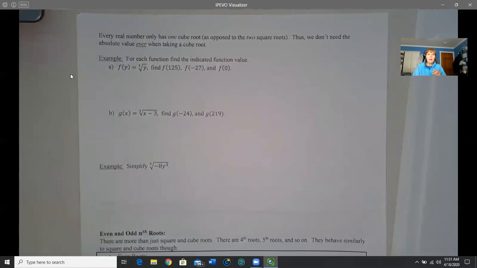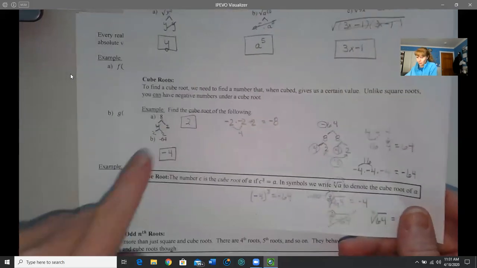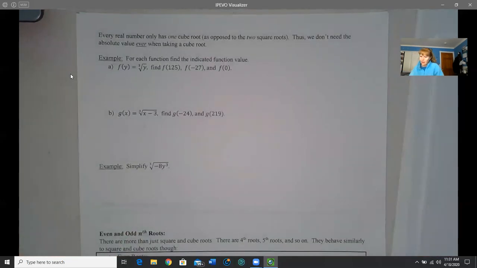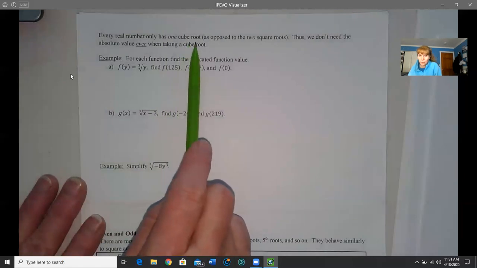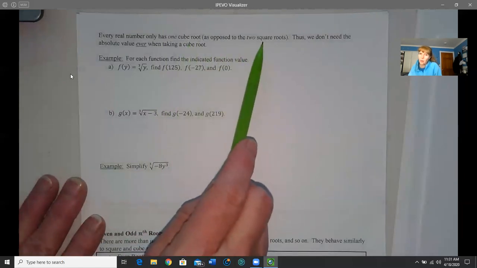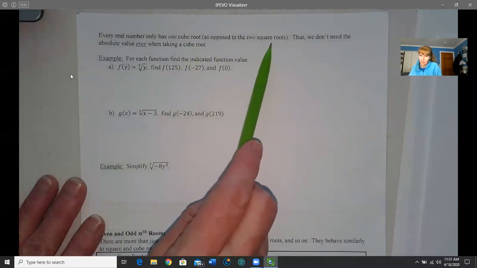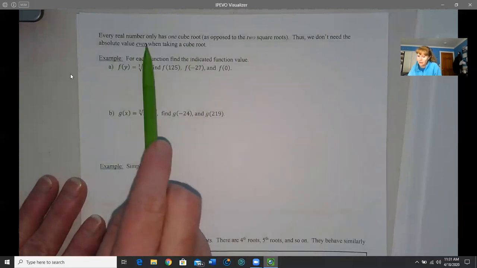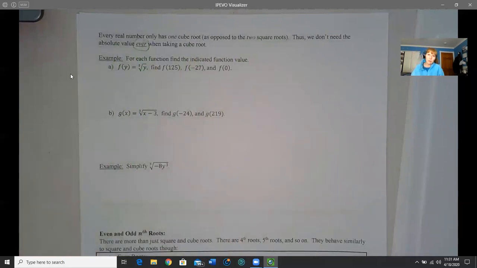All right. Now, every real number only has 1 cube root, and we talked about that. See, we only had 1 cube root. We had a 2 or we had a -4. Every real number has only 1 cube root as opposed to 2 square roots, unless we use the symbol, which means, and sometimes we limit this one to the 1. Thus, we don't need the absolute values ever when taking a cube root. So the answers in cube roots can be positive or negative. So we don't need the absolute values, only with our square roots.